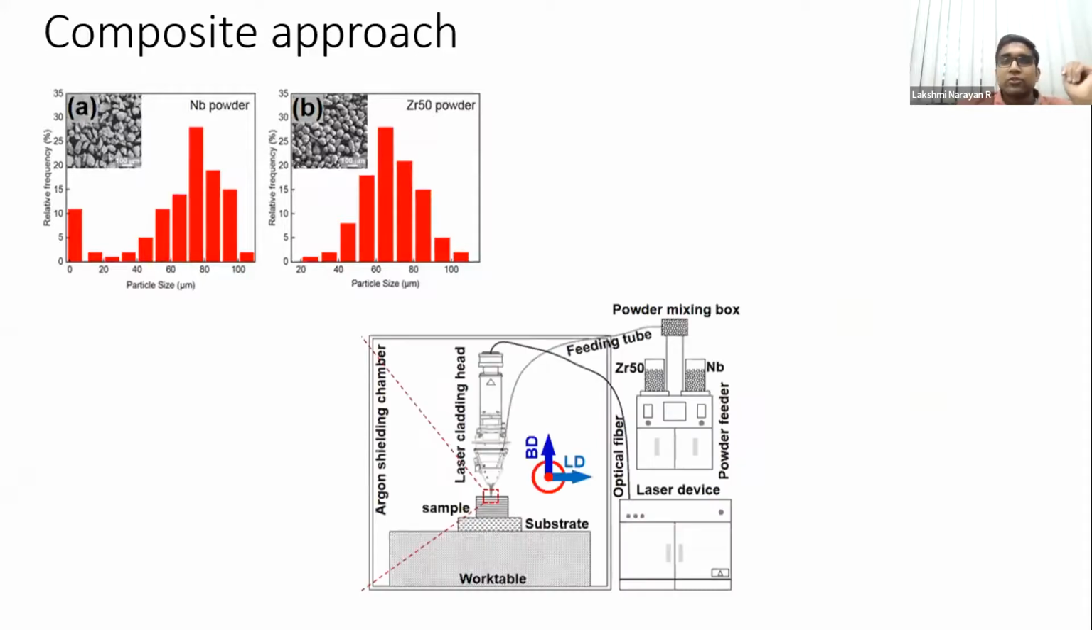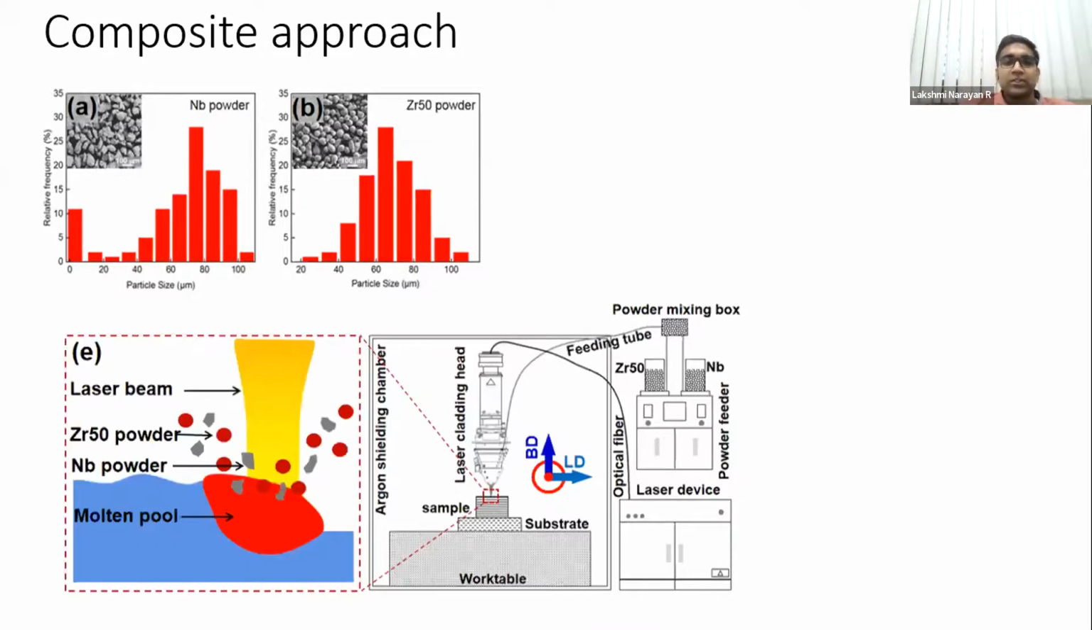And I'll tell you why we use niobium in a short while. What we do is we are going to use 2 feeders, and then we are going to feed it through the nozzles of this. And as you can see, these zirconium 50 powder, zirconium 50 is the name of the metallic glass we are using, and niobium powder together in the laser beam is shining and you form a particular molten pool.